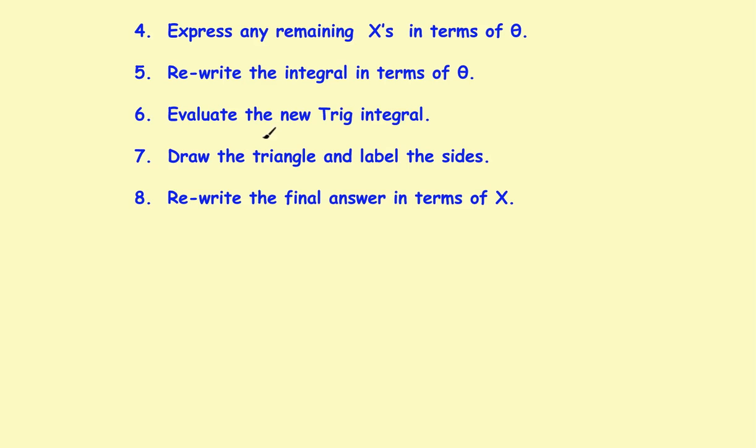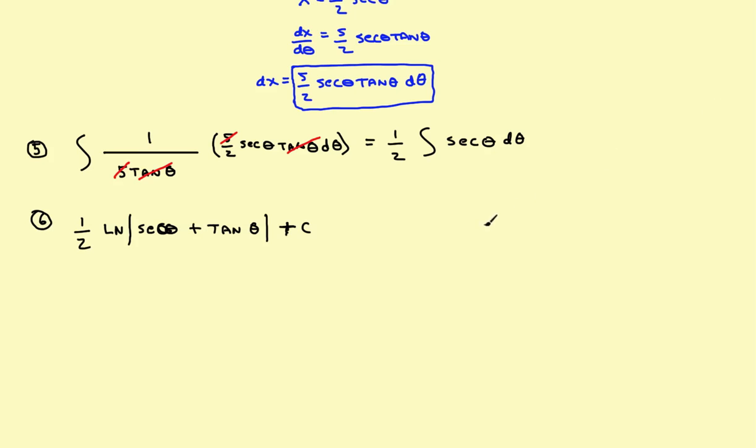So the last 2 steps: draw the triangle and label the sides, and then rewrite the final answer in terms of x. Again, you need the triangle to be able to change the thetas back into x's. So we'll draw a quick right triangle that looks like this. Now I would suggest you go ahead and label the sides. It'll help you figure out what's what.